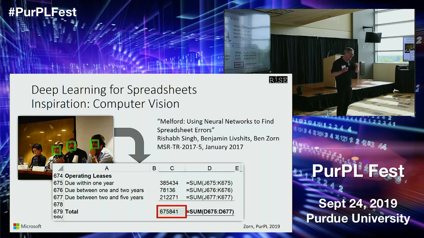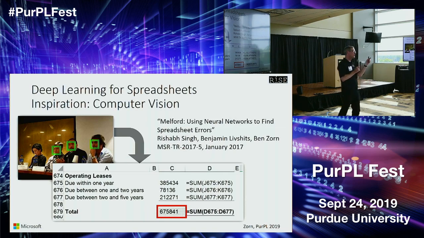And so we ask ourselves, if I can find a person in a picture with machine learning, can't I find a bug in a spreadsheet? And in particular, the first effort we took in this space was a project called Melford, and there's a tech report that describes it. But we used neural nets to find errors in spreadsheets, specifically errors where the spreadsheet should contain a formula, but for some reason, the person who wrote the spreadsheet had a value there.